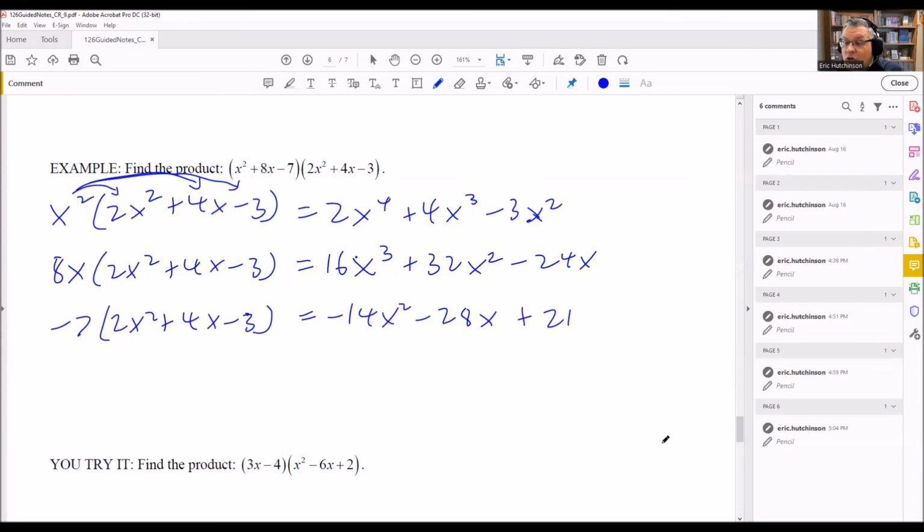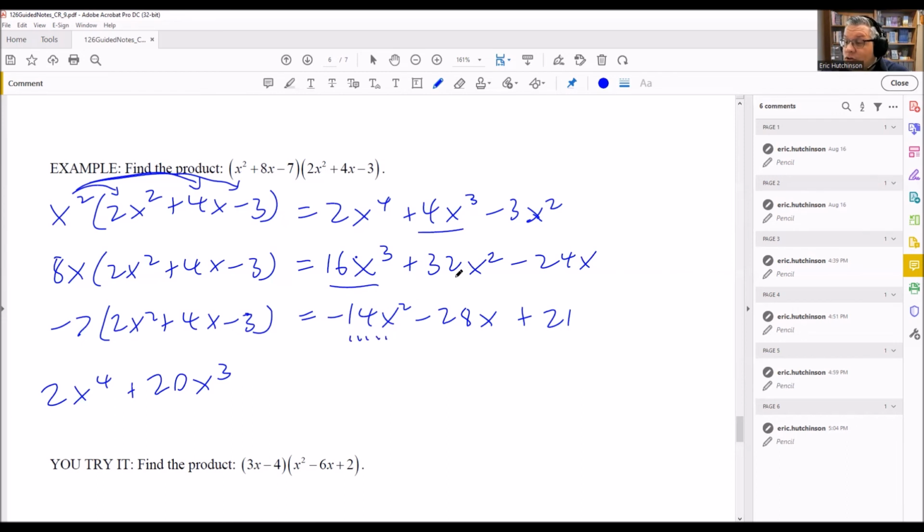And so now that's all our terms. Now we need to add all this together and look for like terms. The highest one that I have here is a fourth power, so I'll start by putting that one out front, 2x to the fourth. Now for this, I've got two cubes here, this and this. So if I add those together, I get a 20x cubed, and that's it.